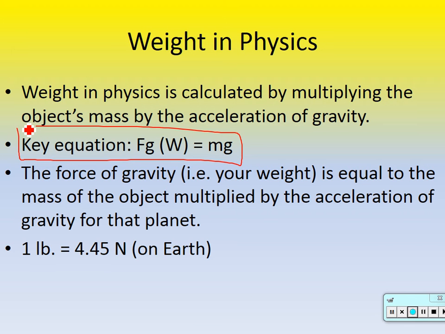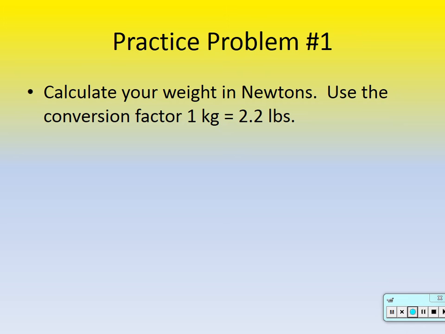Here's some conversion factors. We're going to do a practice problem here in a second where you're going to calculate how many newtons you weigh. 1 pound is equal to 4.45 newtons, and that's on Earth. 1 kilogram is equal to 2.2 pounds. Let's remember these conversion factors, because practice problem number 1 says calculate your weight in newtons. Now we calculate our weight here in the United States with pounds. So in order to go to newtons, you need to convert from pounds to kilograms.